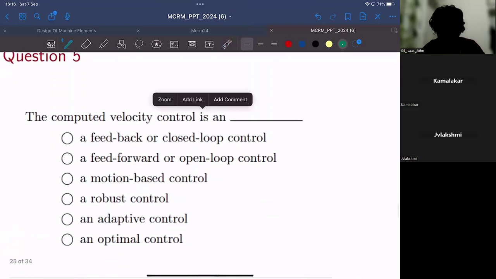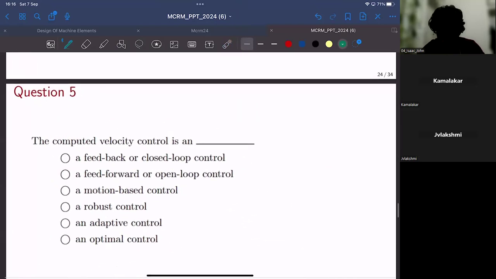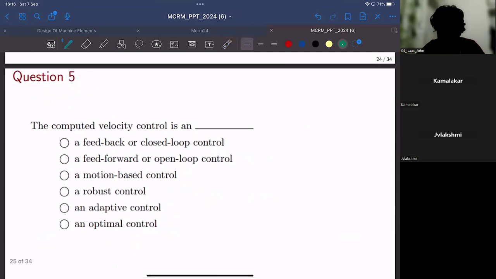What about question 5? So the computed velocity control is out of this, which is the correct answer. Is it a feedback controller? Is it a feed forward controller? Is it a motion based controller? Is it a robust control, adaptive control, optimal control?